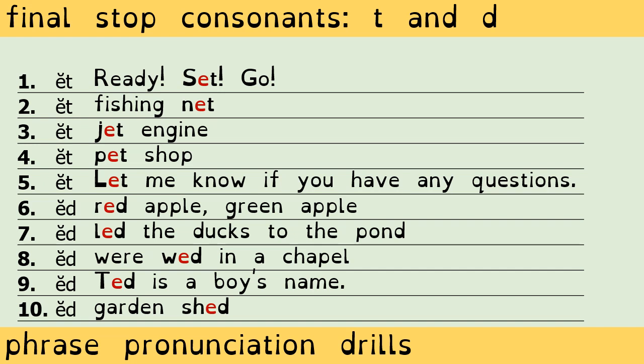6. Ed. Red apple, green apple. 7. Ed. Led the ducks to the pond. 8. Ed. Were wed in a chapel. 9. Ed. Ted is a boy's name. 10. Ed. Garden shed.